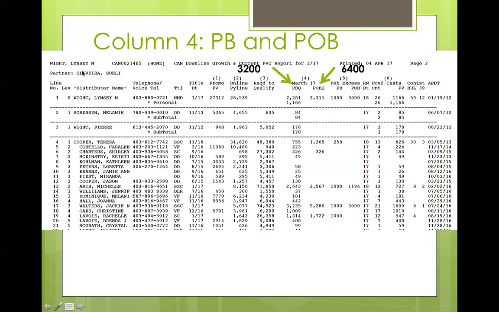So under Lindsay, by the way, when you look at a PVC report, in between each leg is a dotted line. So one way to look at it, what is a leg? A leg is represented by the people within the dotted line. So Melanie is just one person in that leg. But because she's a DD, that 84 is counting towards Lindsay's 2281. So let me just stop here and see if anybody has any questions, because now we're getting deeper into things.